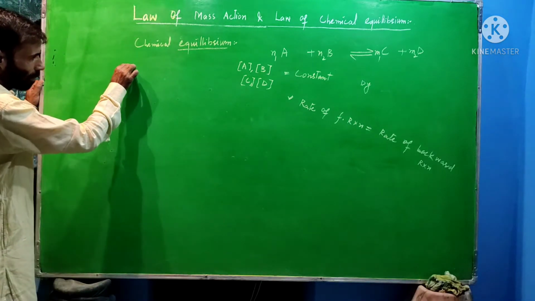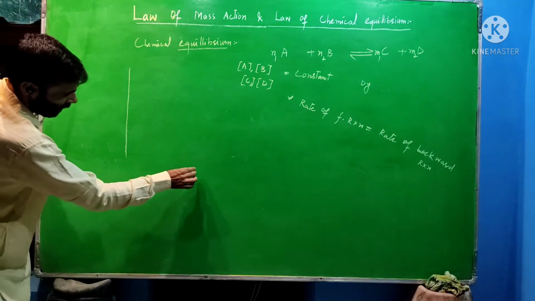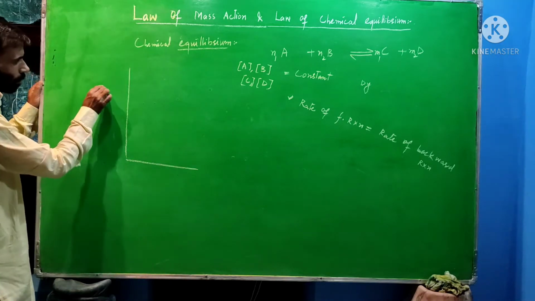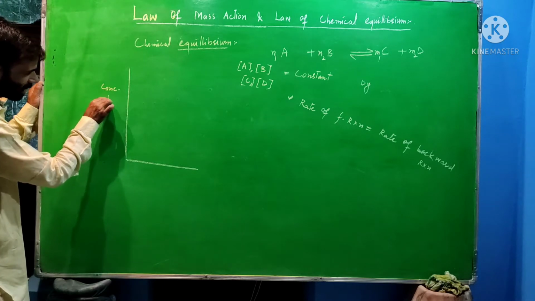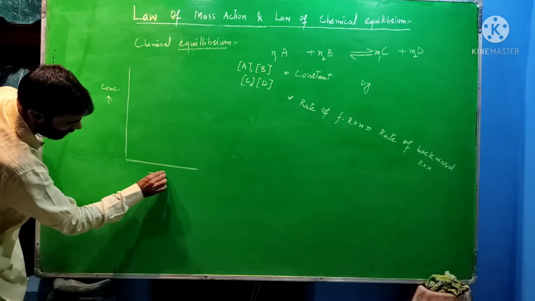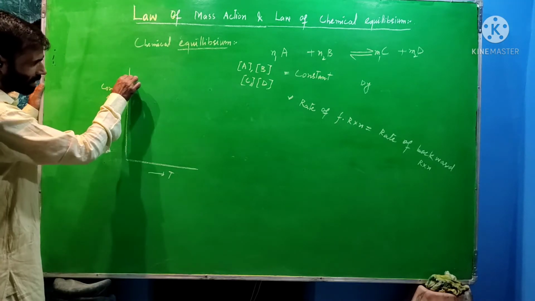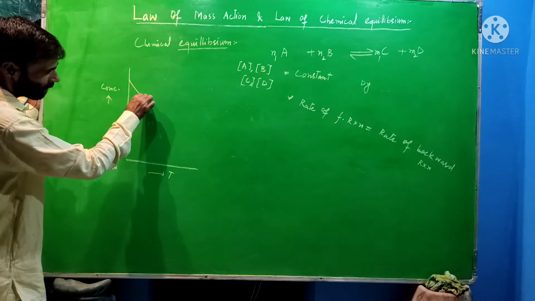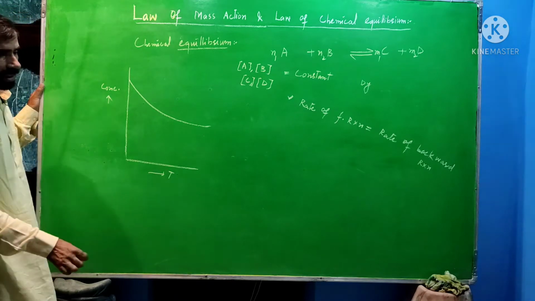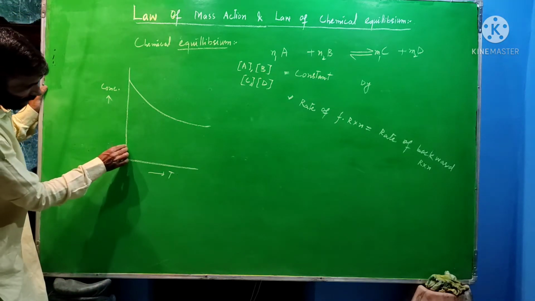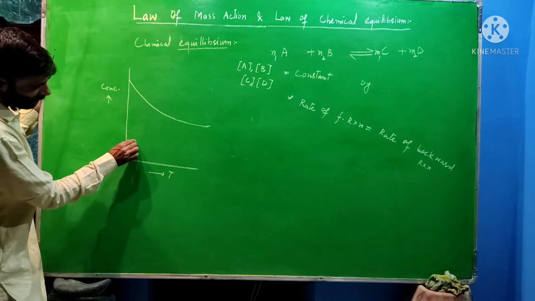As per a graphical representation, we know the rate of reaction. If we take concentration of reactants or products on this axis, and time on this axis, then with the passage of time the concentration of reactants decreases, because we know they are converted into products. With the passage of time, the concentration of products increases.